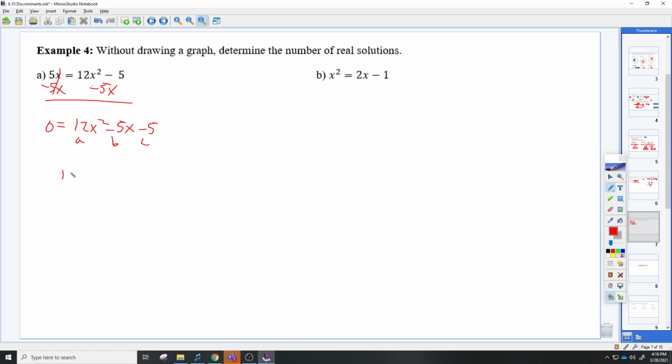So we're going to do -5 squared minus 4 times 12 times -5. Although I guess if you forgot to make the 5 negative, you probably would still get this right because you're squaring the -5. So this will give you 25 minus, -4 times -5. That's going to be positive 20 times 12. So 240.